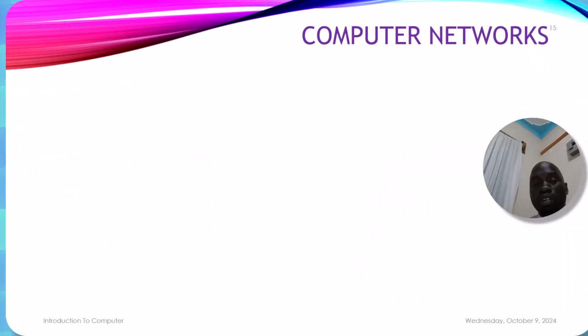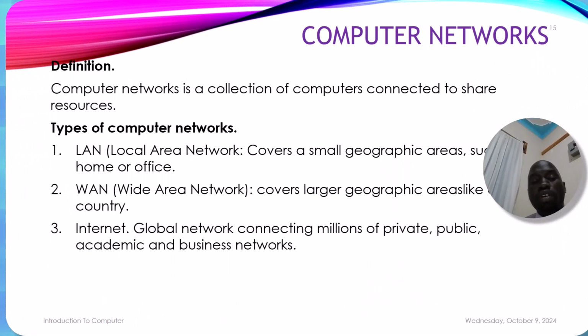So let us look at computer networks. A computer network is a collection of computers connected to share resources. Types of computer networks. LAN, that is local area network, which covers a small geographic area, for example, a home or office. We also have the wide area network, which covers large geographic areas like a country. Then we have the internet, which is a global network connecting millions of private, public, academic, and business networks.